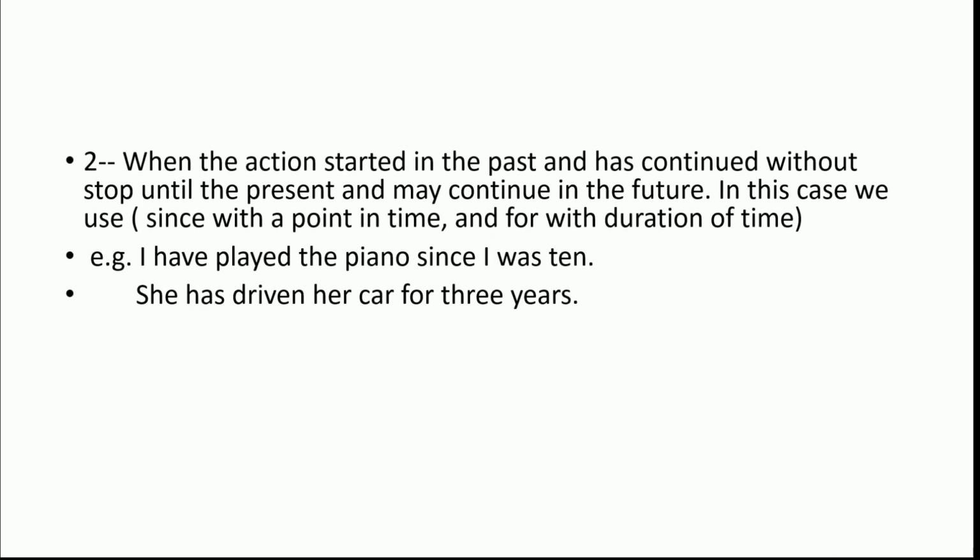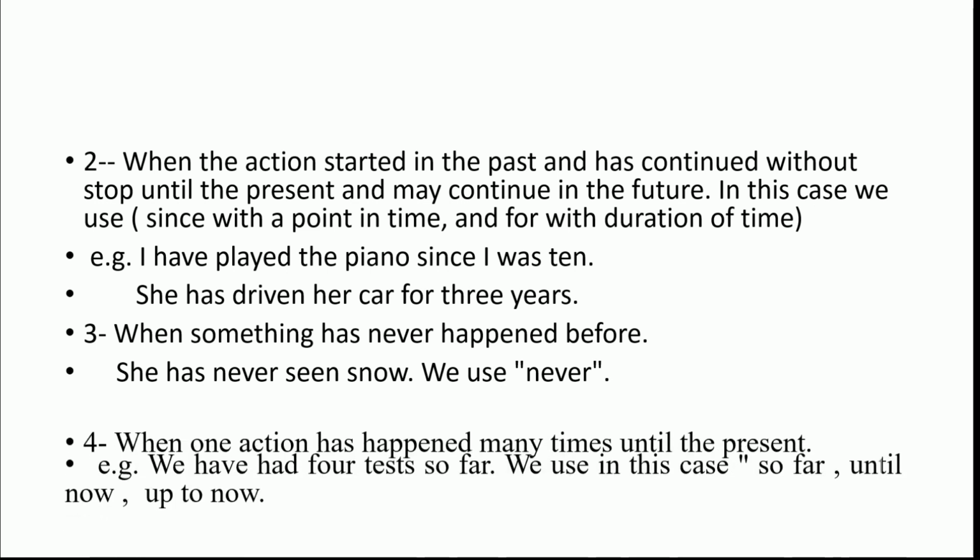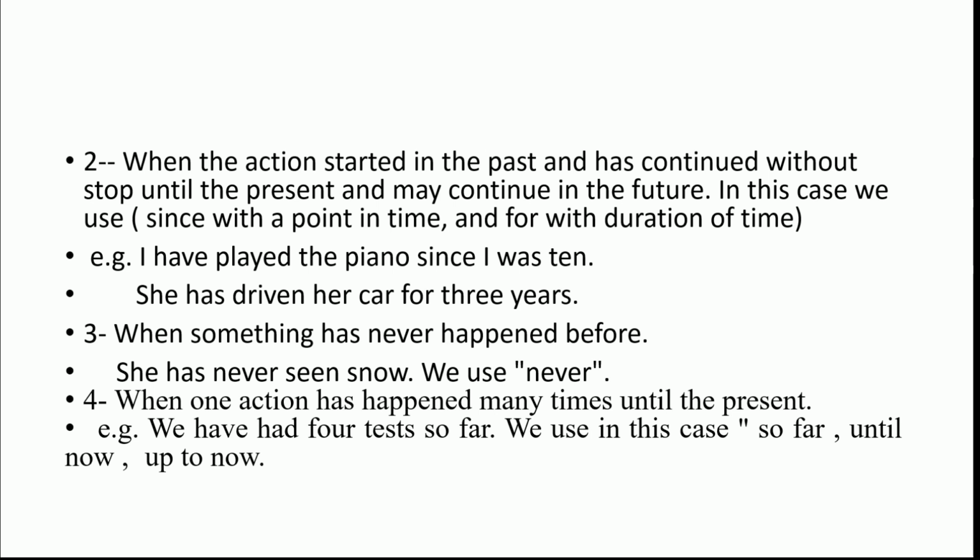Number 2, when the action started in the past and has continued without stop until the present and may continue in the future. In this case, we use since with a point in time and for with the duration of time. Example, I have played the piano since I was 10. She has driven her car for 3 years. When something has never happened before, she has never seen snow; we use never. Number 4, when one action has happened many times until the present. Example, we have had 4 tests so far. We use in this case so far, until now, or up to now.